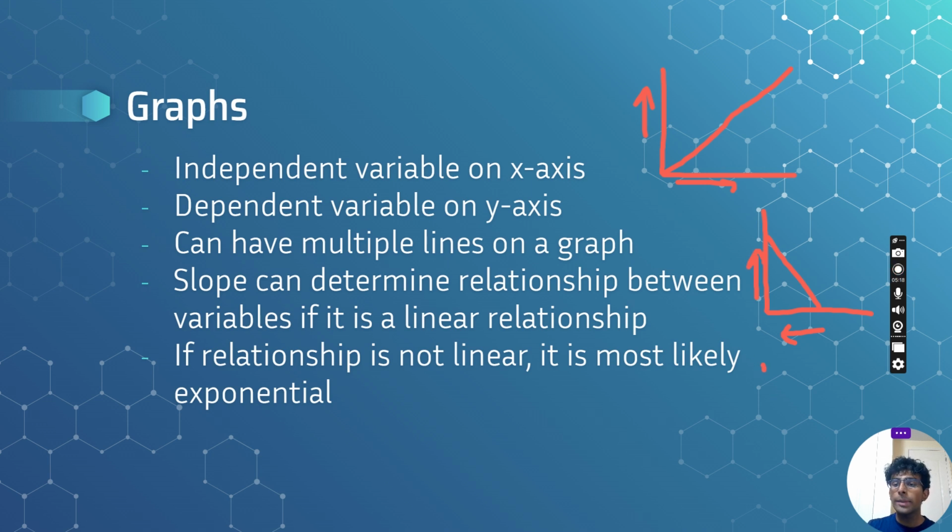And then no slope, that means that the independent variable has no effect on the dependent variable. It would be a straight line like this. No slope, there's no change in the dependent variable with the independent variable.